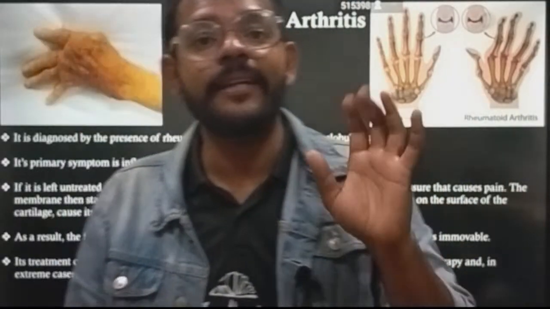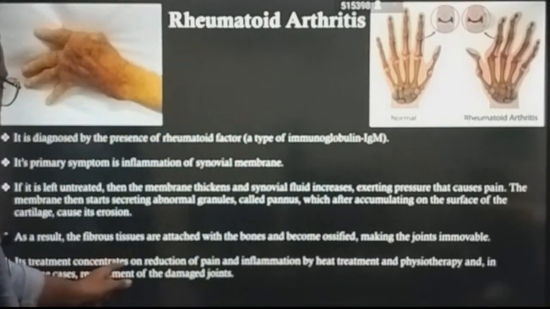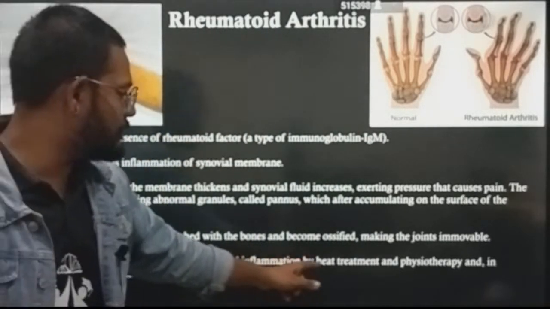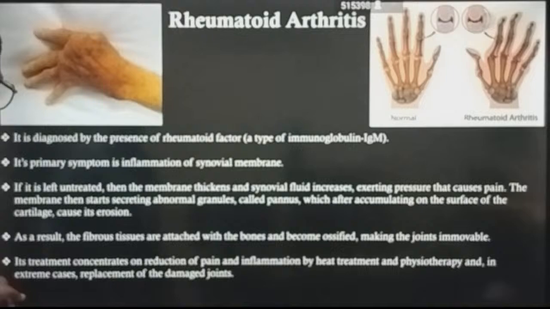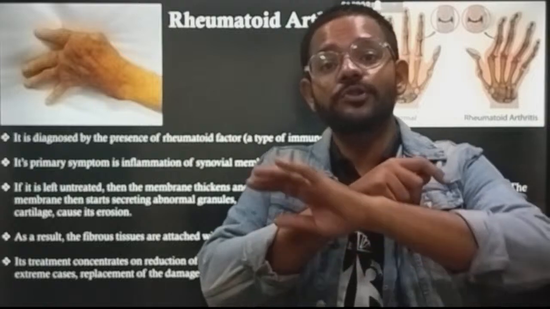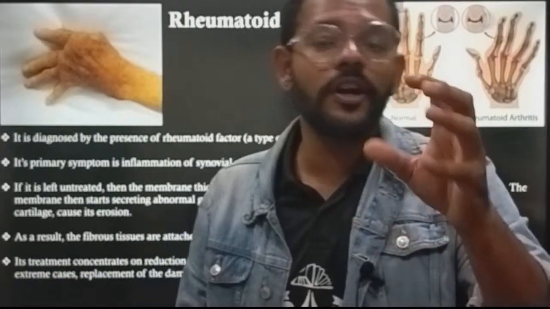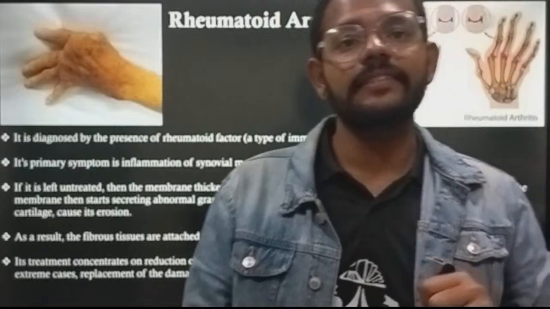The permanent treatment is surgery. Okay, next, treatment concentrates on reduction of pain and inflammation by heat treatment and physiotherapy, and in extreme cases, replacement of the damaged joint has to be done. You have to totally remove the joint and add an artificial joint or rod; metal rods are placed inside the patient's skeleton.